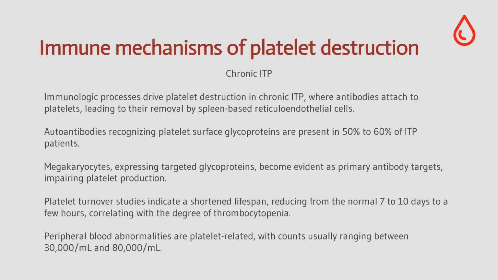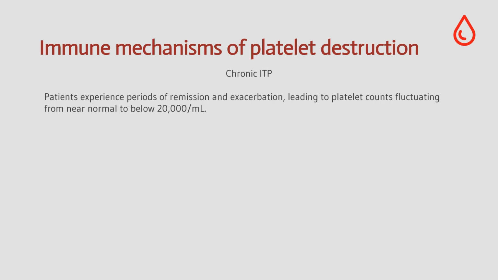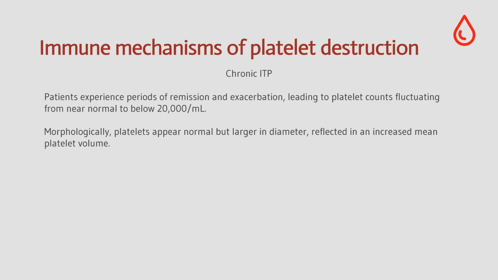Peripheral blood abnormalities are platelet-related, with counts usually ranging between 30,000 per milliliter and 80,000 per milliliter. Patients experience periods of remission and exacerbation, leading to platelet counts fluctuating from near normal to below 20,000 per milliliter. Morphologically, platelets appear normal but larger in diameter, reflected in an increased mean platelet volume.